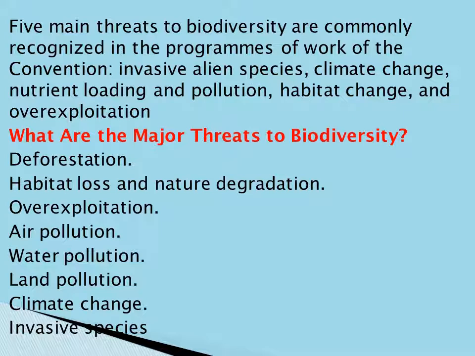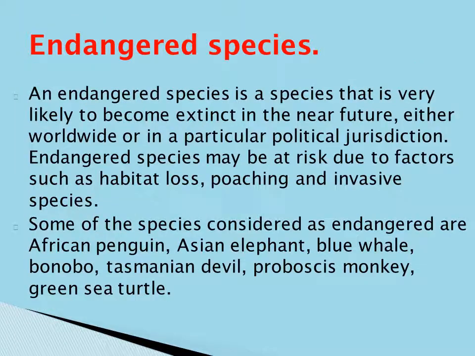The five major threats to biodiversity are commonly recognized in the program of work of the convention: invasive alien species, climate change, nutrient loading and pollution, habitat change and overexploitation. What are the major threats to biodiversity? How is it destroyed? First one is no doubt deforestation, habitat loss and natural degradation, overexploitation, air pollution, water pollution, land pollution, climate change, and invasive species. Understood, children?